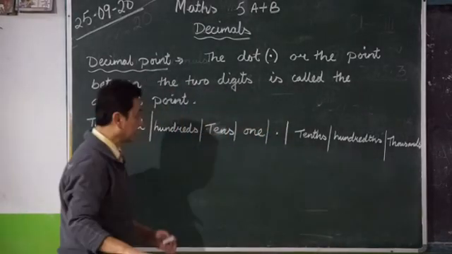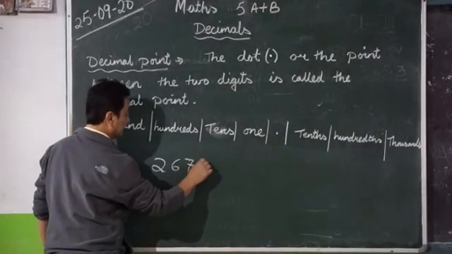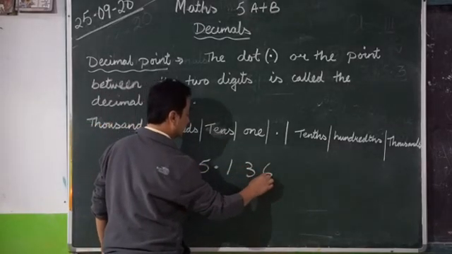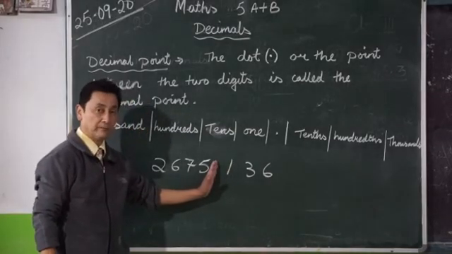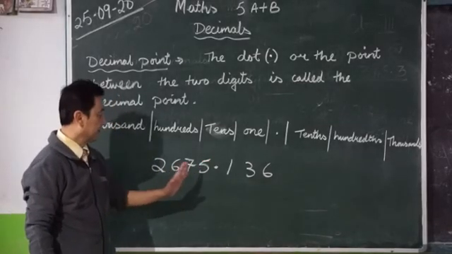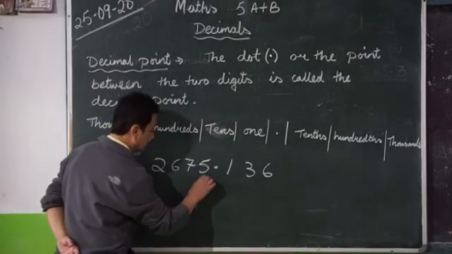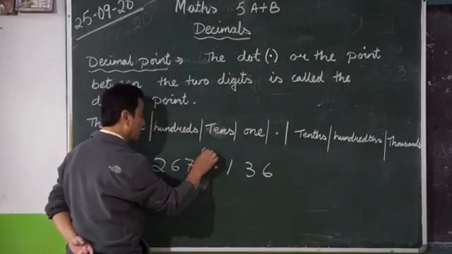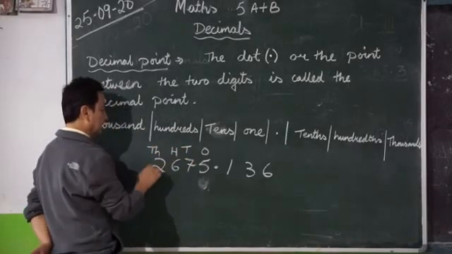Let us do it in numbers and then we will do it in those brackets. For 2,675.136 now. Don't look at the numbers that are after the point. Before the point: ones, tens, hundreds, thousands. And then tenths, hundredths, thousandths. So this is which one? Ones. Let's not write it here. Let's write it at the top. Ones, tens, hundreds, thousands.